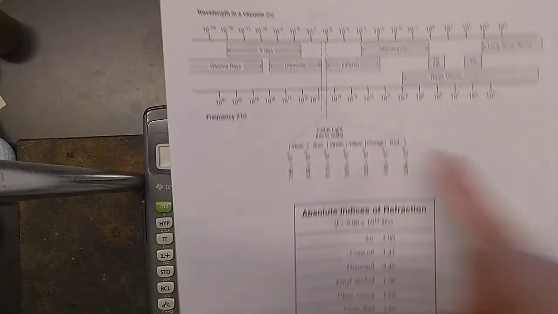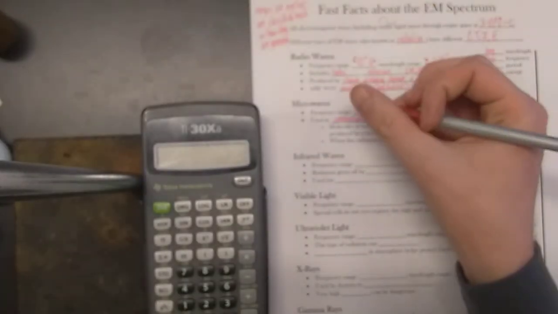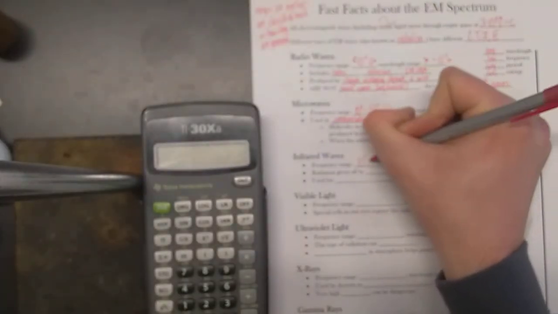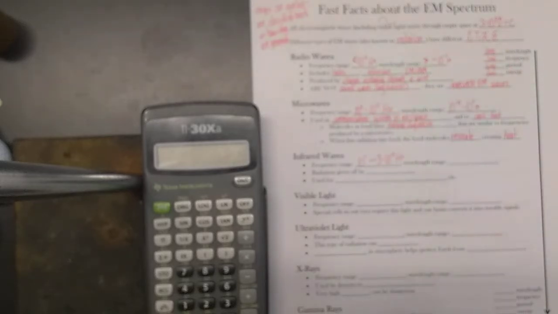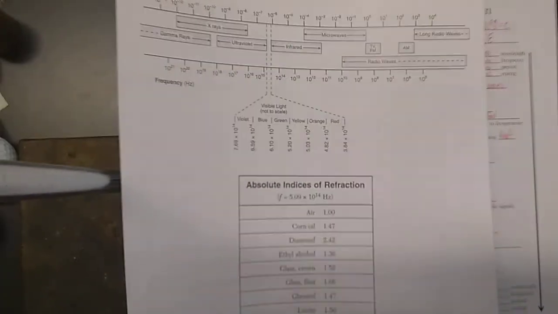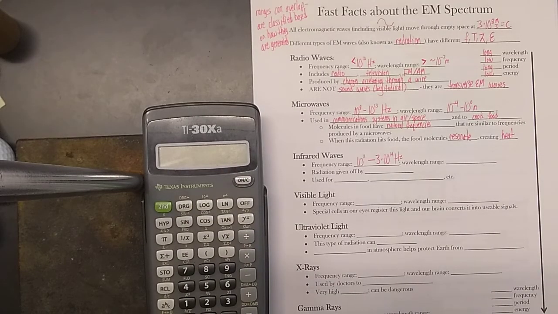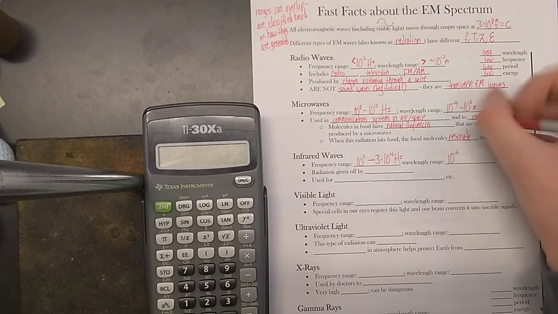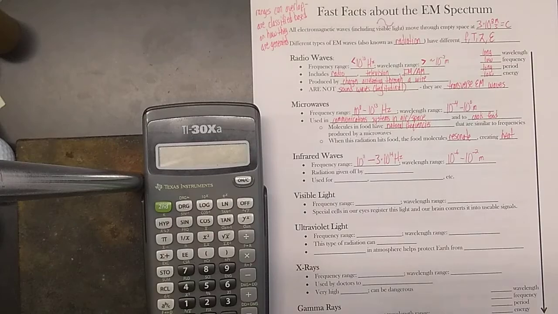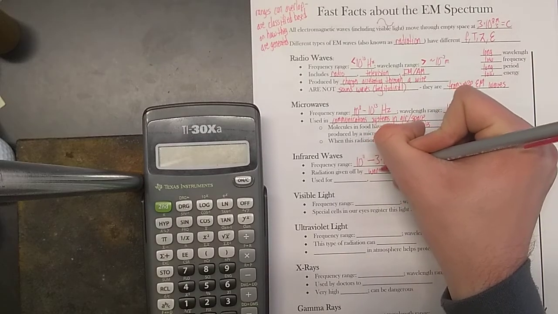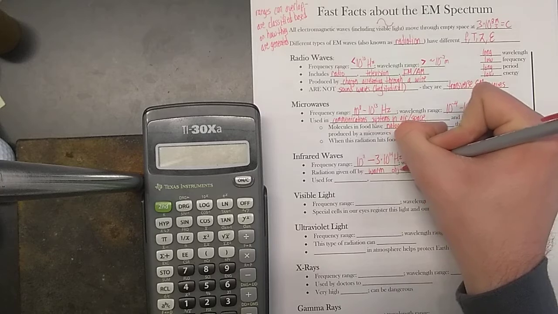Infrared waves, right here. Bigger frequency, smaller wavelength than microwaves. Frequency range is 10 to the 11th up to about 3 times 10 to the 14th hertz. Probably a little higher than that actually, about 3.84 times 10 to the 14th hertz. Let's focus on that, because that's the lower bound of red. The wavelength range is anywhere from 10 to the -6th up to 10 to the -2nd meters. Infrared waves are given off by warm objects. Okay, this is how heat vision or night vision goggles work.